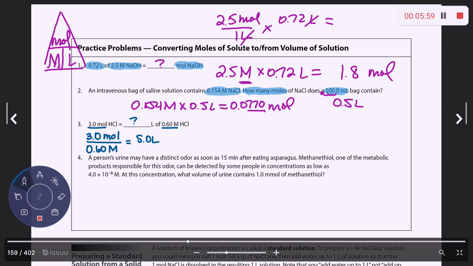I got 5.0 liters. Okay. I want to do number 4 with you just because sometimes they give you some interesting units and I just want to make sure it doesn't throw you off.